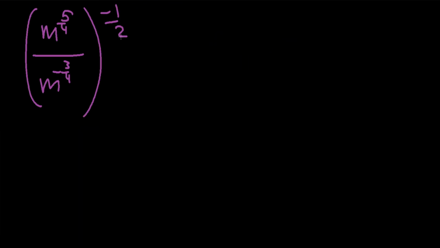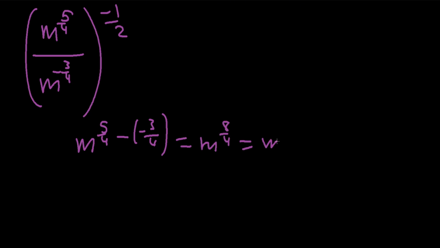Now for our final question, we have inside the brackets m to the power of 5 over 4 all over m to the power of negative 3 over 4, all to the power of negative 1/2. So let's first simplify the inside of the brackets. So that's going to be m to the power of 5 over 4 minus negative 3 over 4, which equals m to the power of 8 over 4, which is just m squared.